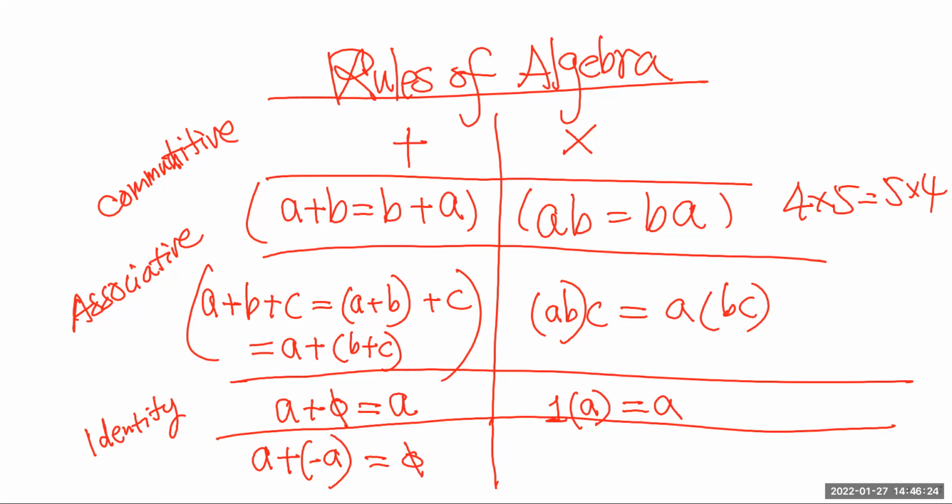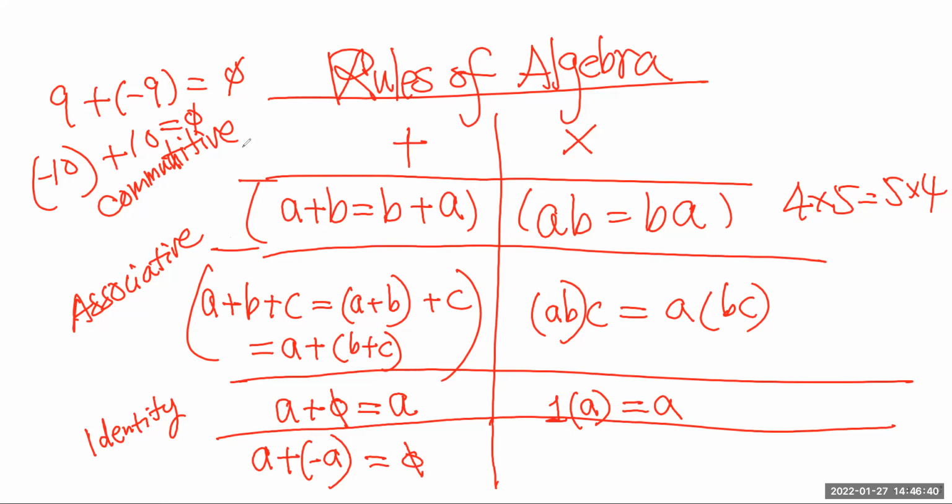And then the next one is: A plus its opposite is 0. Let's say 9 plus -9 is 0, and -10 plus 10 is 0. So basically, what I'm saying is those properties apply to all numbers. As long as it's a number, it has to follow those rules.